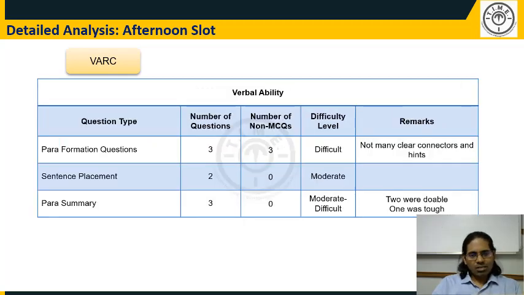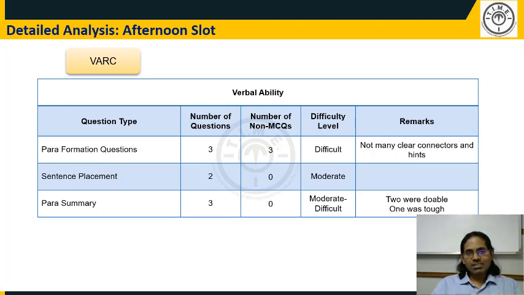Now, the verbal ability part had 3 para-formation questions, 2 sentence placement questions and 3 para-summaries. The para-formation questions were a little difficult because there were not many connectors given, and one had to read the sentences, understand them, and try to fit them in a context before you could actually answer the question.